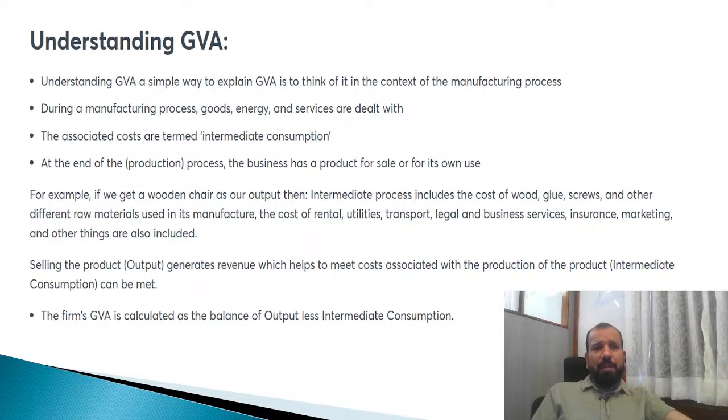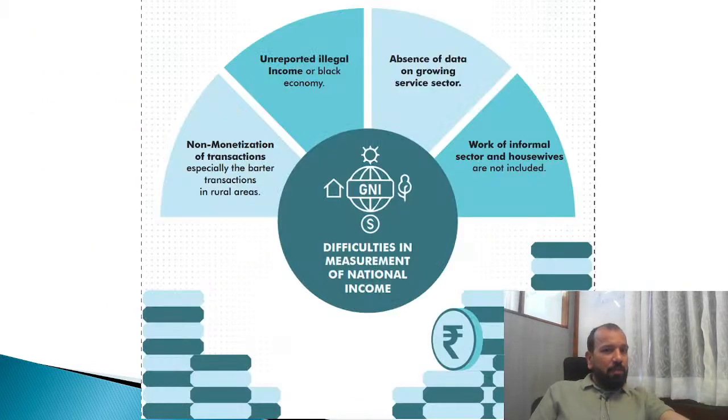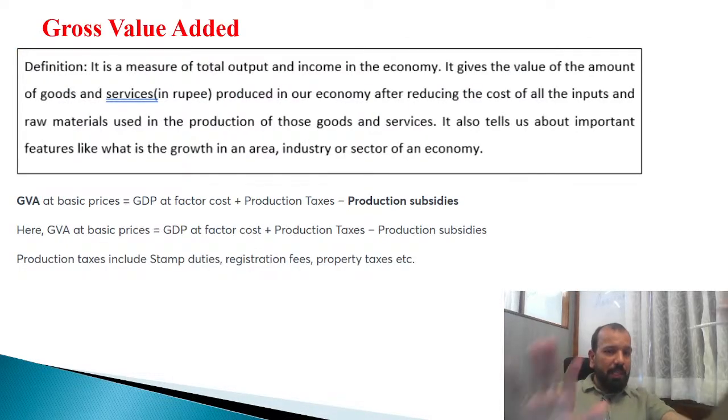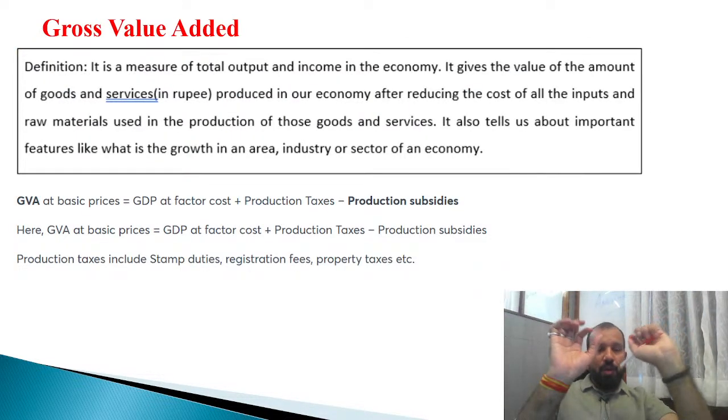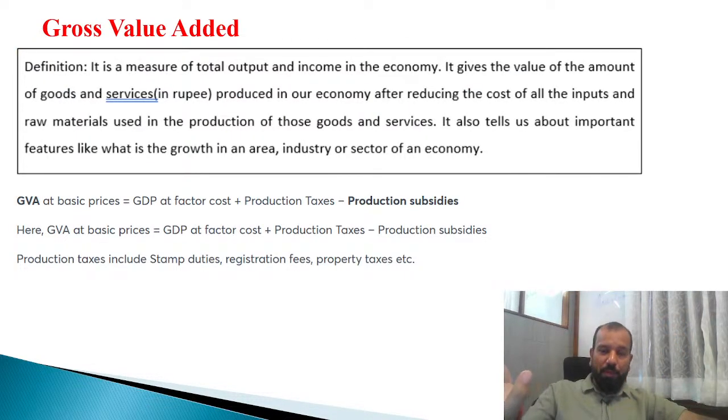A very simple way to explain GVA is in the context of the manufacturing process. During a manufacturing process, goods, energy, and services are dealt with. The associated costs are termed intermediate consumption. At the end of the production process, the business has a product for sale or its own use. So in gross value added, GVA is more concerned about the additional value we put into a product and services. We are more bothered about those things.